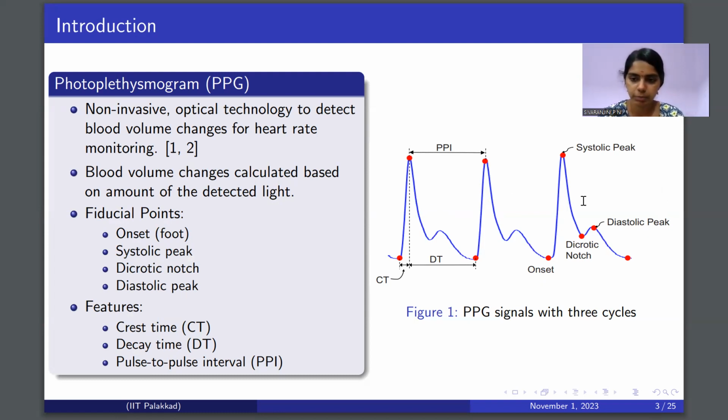The fiducial or the characteristic points of the PPG are marked here, which include the onset or the start of the PPG cycle, the systolic peak or the point of maximum cardiac output, the dicrotic notch, and the diastolic peak. The main features of the PPG include the crest time, that is the time period from the onset to the systolic peak, the decay time, that is the time period from the systolic peak to the next onset, and the PPI or the peak to peak interval, which is the time period between consecutive systolic peaks or consecutive onsets. In this work, we use these fiducial points and features for accurately finding the PPG waveform changes.